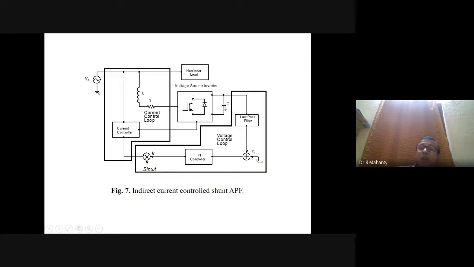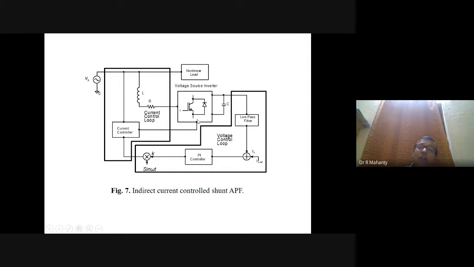Now, first of all, you have to use a low pass filter. After the low pass filter, you get a VC here. This VC has to be compared with a reference VC, and this difference has to be sent to a PI controller or any type of controller. Then the output K is to be multiplied with a sinusoidal waveform, which is known as the reference current.